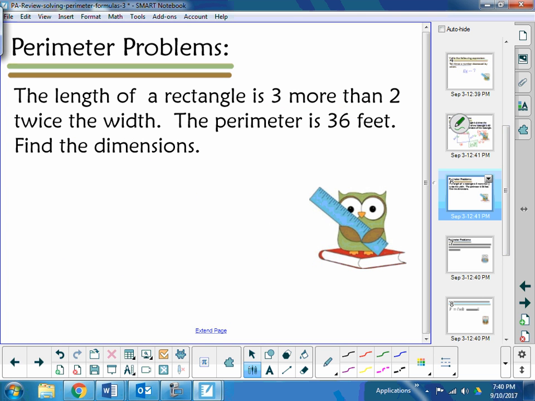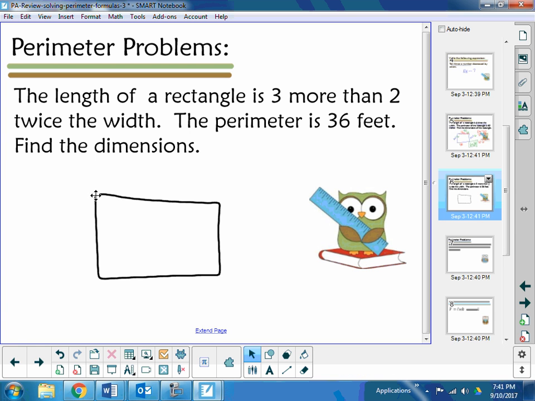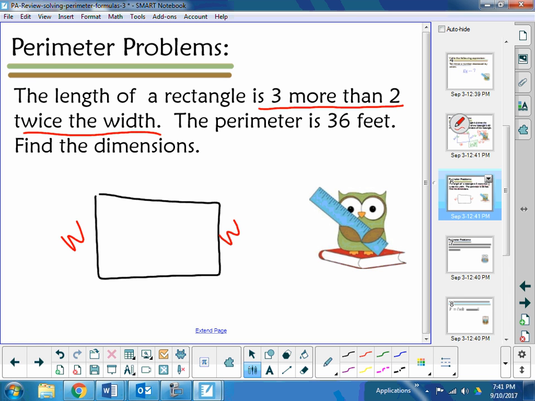Let's look at the next one. The length of a rectangle. Okay, so let's start with our rectangle. The length of a rectangle is 3 more than twice the width. Right, so again, we talked about our width is always going to be W. So it said is 3 more than twice the width. So 3 more than, that means I need to add 3. Twice the width, that means times 2, so 2W. So my expression for those last 2 sides would be 2W plus 3.